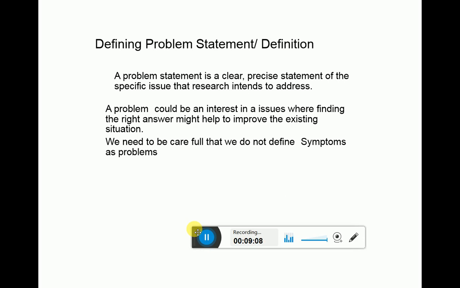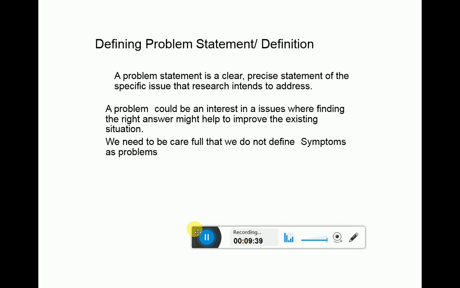The problem definition or problem statement is the statement through which the researcher investigates the question. For example, I have some questions and I want to answer them. How will I answer those questions, and to what extent? I have to write down a statement. That statement is known as my problem statement or problem definition. So the problem statement is a clear, precise, to the point statement of the issue research intends to address.